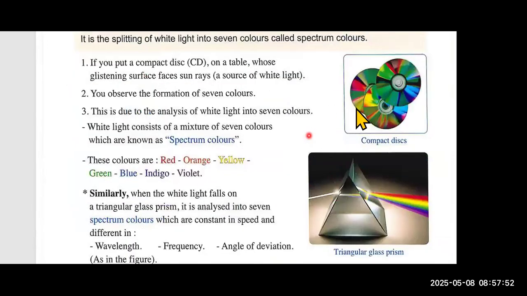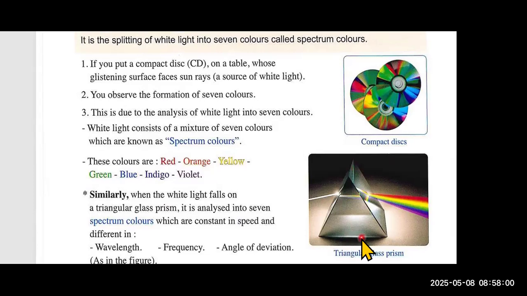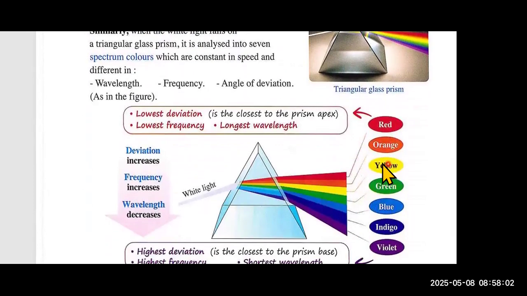A glass prism, like this CD, both of them produce analysis of white light into 7 spectral colors. You must remember how we arrange the light: red, orange, yellow, green, blue, indigo, violet.